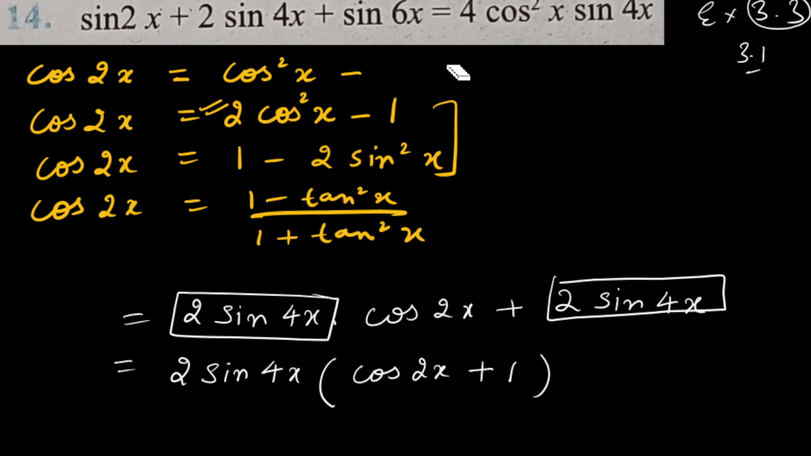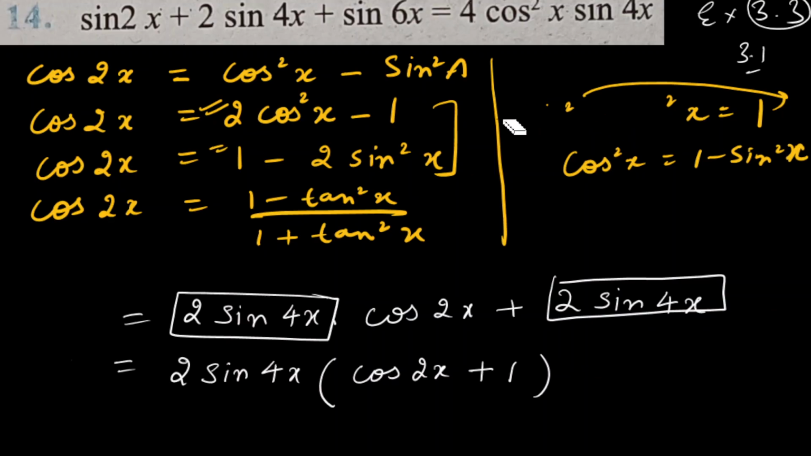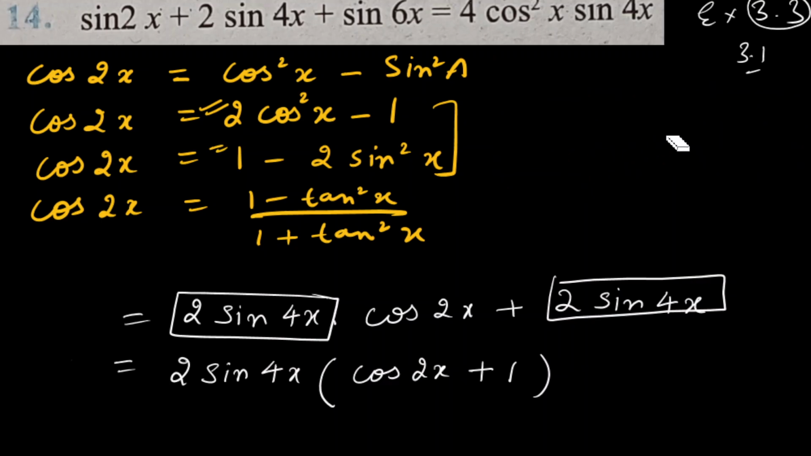Same way, if we are changing cos square, we know it is equal to 1 minus sine square x. So square relations we have done in grade 10: sine square x plus cos square x is equal to 1. If I shift sine to the other side, it will be cos square x is equal to 1 minus sine square x. If I change this value, then I'll get this formula. So if you want, you can remember all the formulas separately.